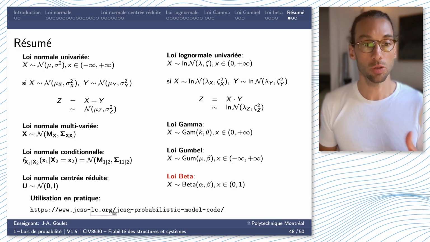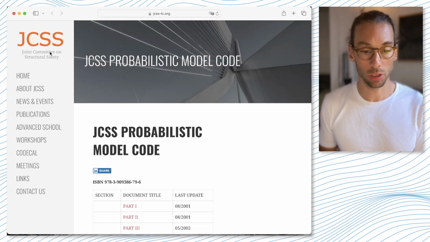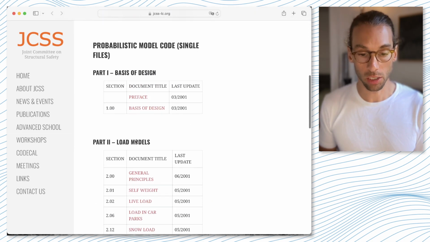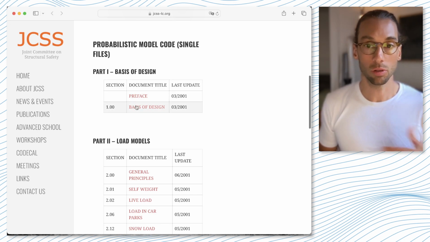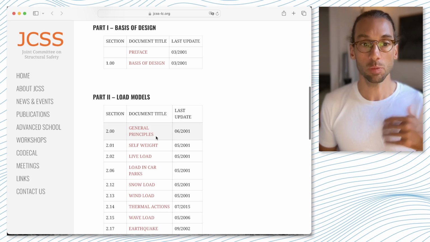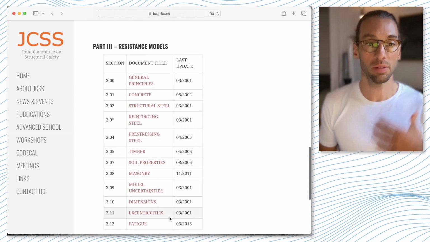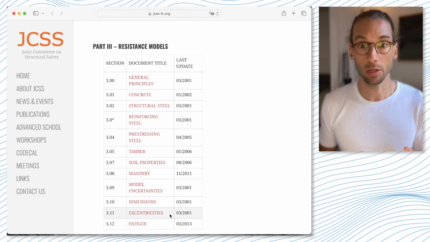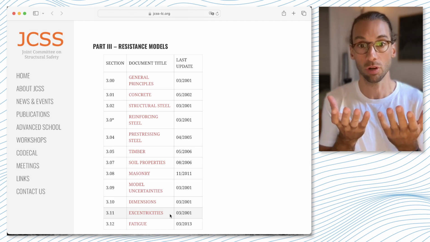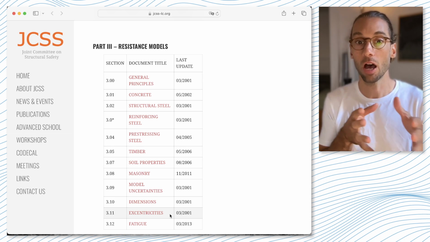To this end, you should refer to the JCSS, the Joint Committee for Structural Safety, Probabilistic Model Code. You can see here that the probabilistic code is divided into 3 parts. Part 1 is a general basis for design of structures, in part 2 you have all the specificities with respect to the loading model, and part 3 has all the specificities for the resistance model. So it tells how each quantity involved in your design or analysis of a structure should be modeled, by which type of variable, which type of uncertainty.